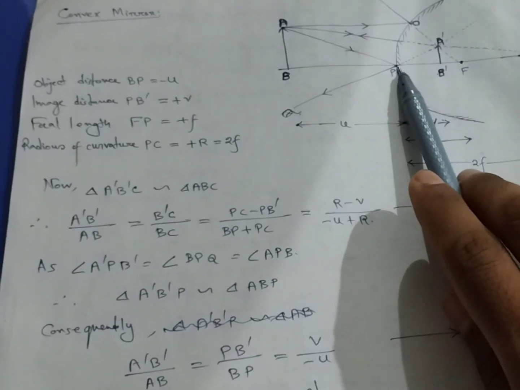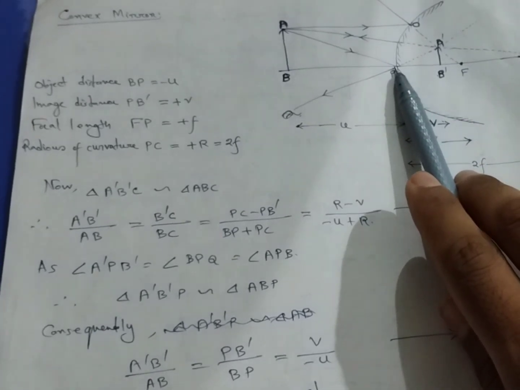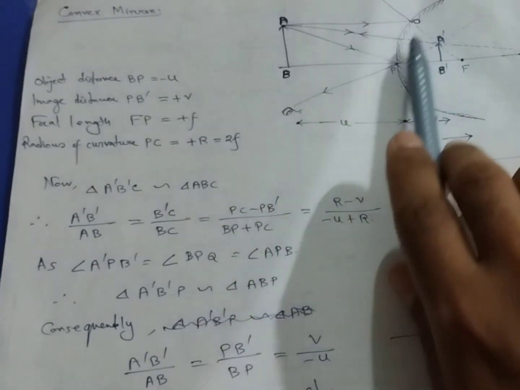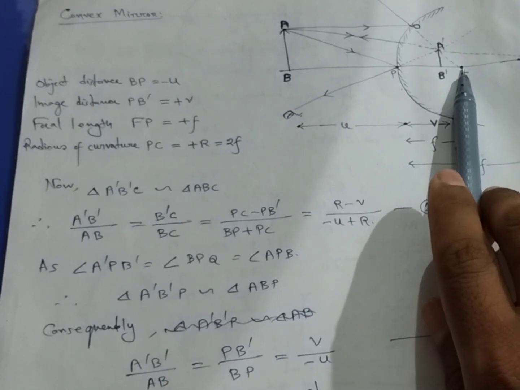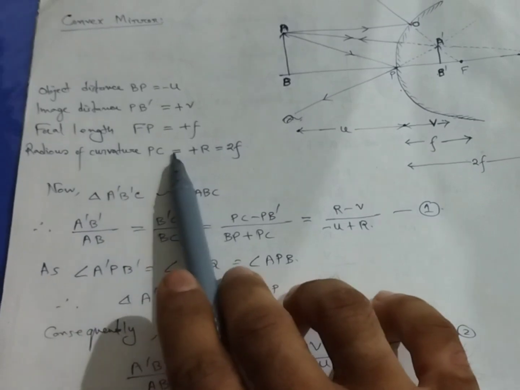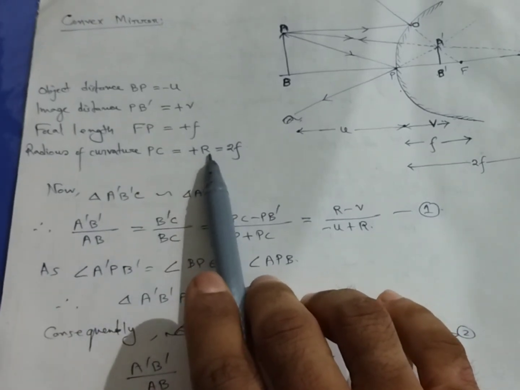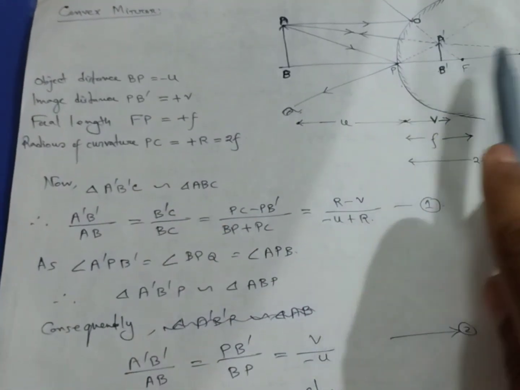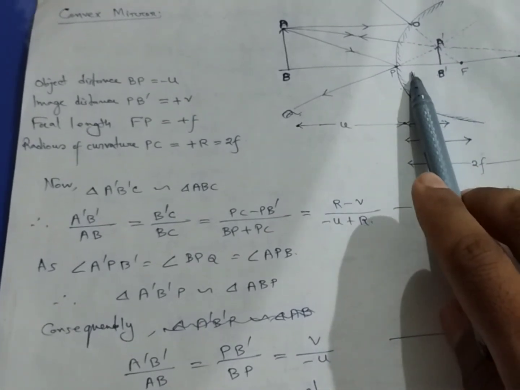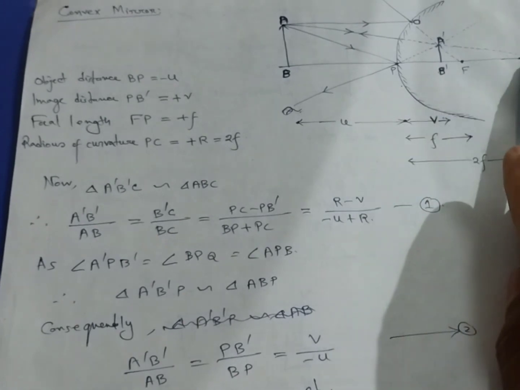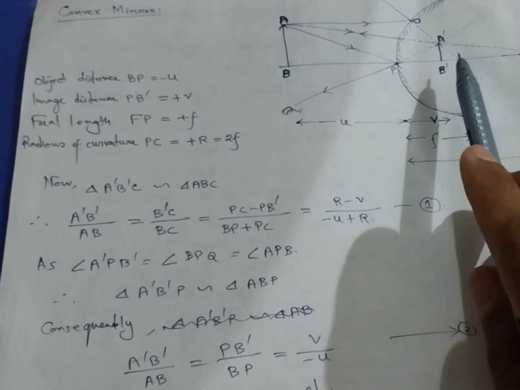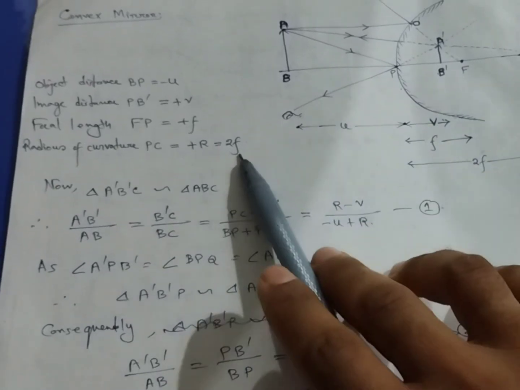We calculate the focal length from P. This calculated direction is the direction of the incident ray. So here we write the focal length as positive, plus F. Similarly, the radius of curvature is written as plus R. The radius of curvature is PC. So PC is equal to twice F, two times the focal length. So we write twice F.